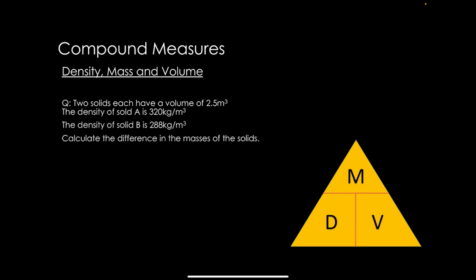Okay, so first of all, let's work out what you've got to do. It says the difference in the masses. So if you've got to work out the mass, that's what we cover, and we need to do density times volume. So for solid A, mass equals density times volume. They both have a volume of 2.5 metres cubed, so that's easy.